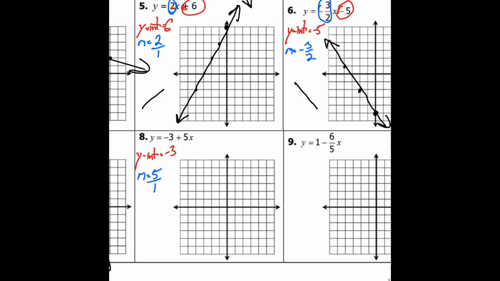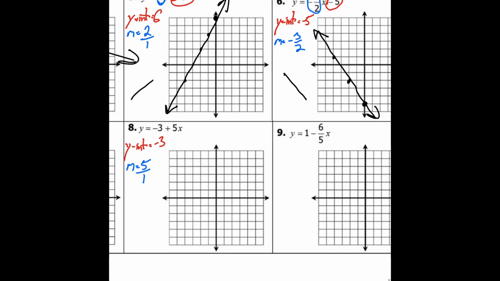For number 9, our slope is -6 over 5. Our y-intercept equals 1.